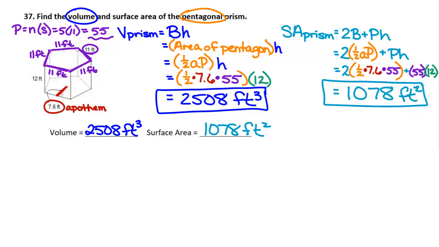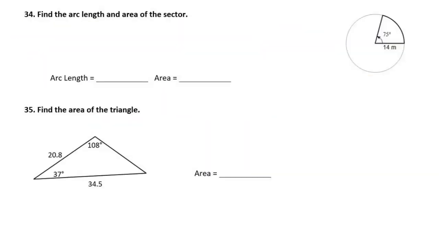What else would you guys like to see? 35, absolutely. Let's go back and do number 35. Find the area of the triangle.